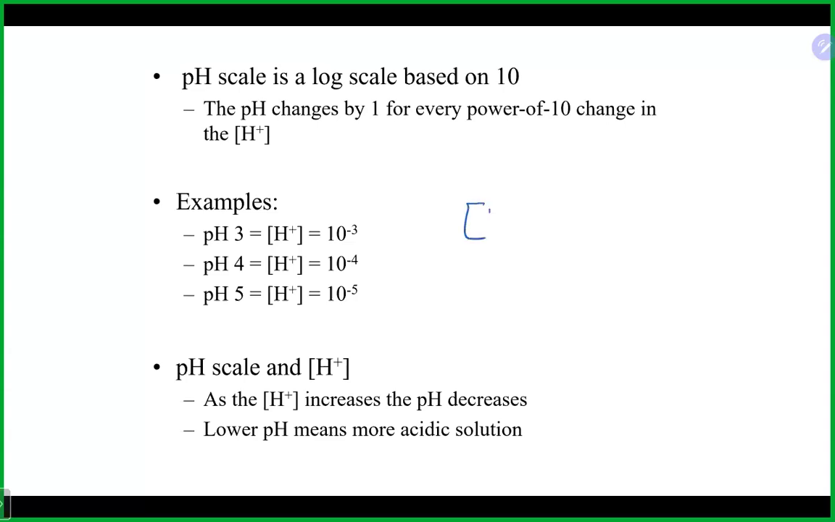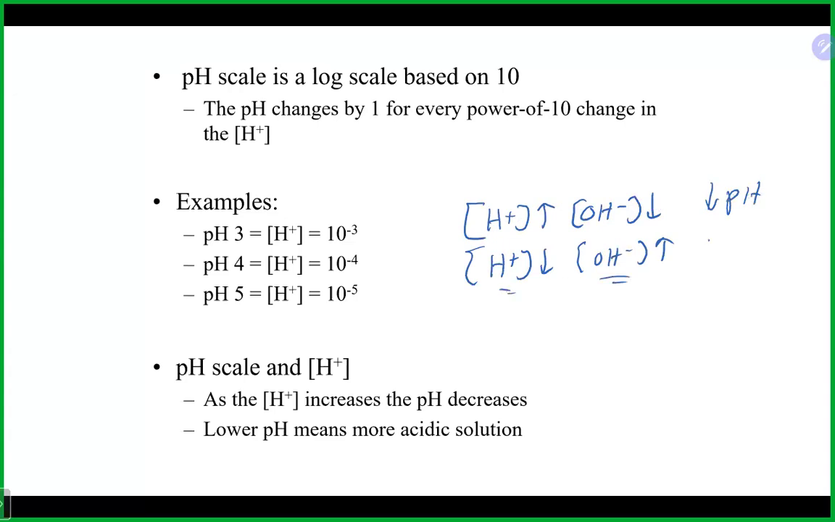Remember as well that relationship we saw earlier: as the H plus concentration goes up, the OH minus concentration goes down, and vice versa. So the higher the H plus, the lower the pH will be. The higher the OH minus, the lower the H plus will be, and the higher the pH will be. If you have more OH minus than H plus, you're going to get a basic, higher pH. If you have more H plus in the solution than OH minus, you'll have a lower pH and probably an acidic solution.